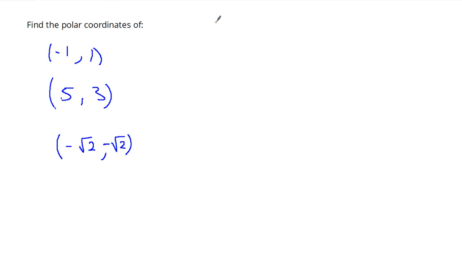Now I'm gonna show you a really easy way to find the polar coordinates that doesn't involve any hard math. -1 and 1. What's -1 and 1 on a regular graph? It's -1 and 1, right here. Now let's think polarly. What's -1 and 1 as in degree?